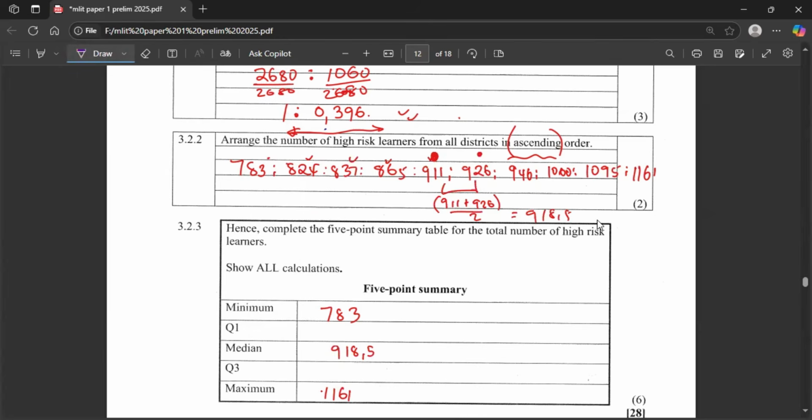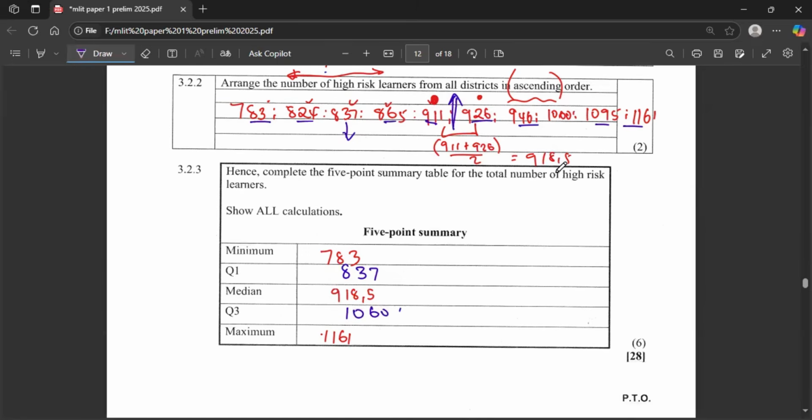So if our median lies just in between, we have 1, 2, which means the Q1 is 837. And then 1, 2, 1, 2. So 1060 becomes the Q3. Okay, so that is how we would have obtained that. So Q1, you find the median of the first half, and then find the median of the second half, the right-hand side, and then you have your values.